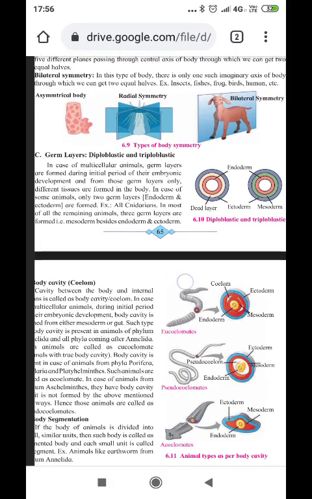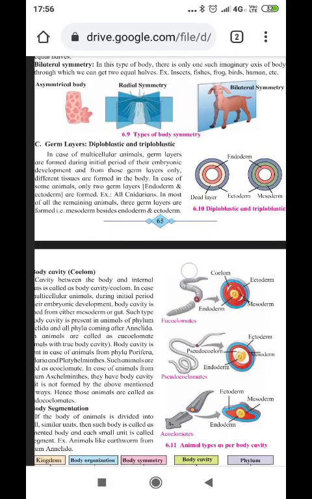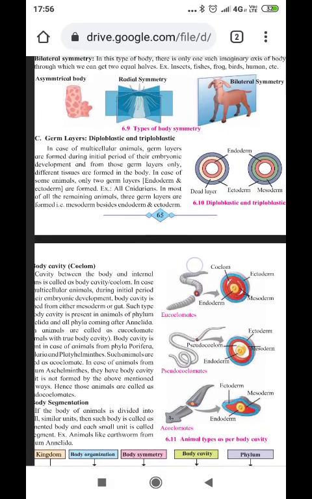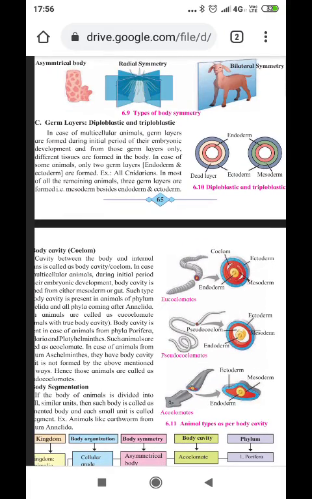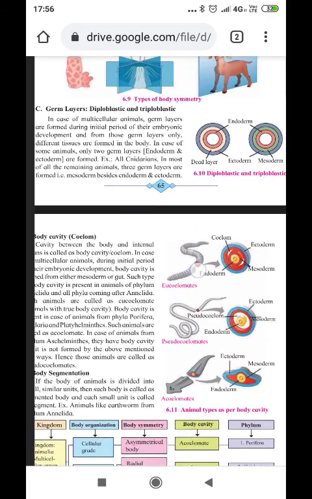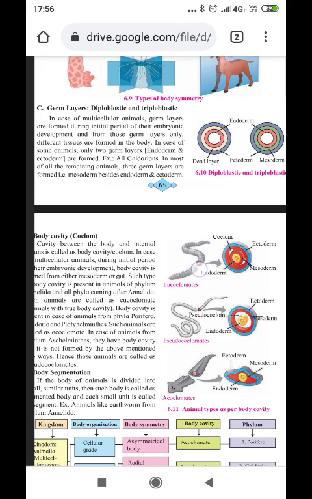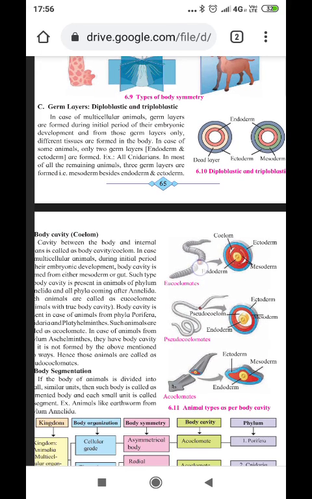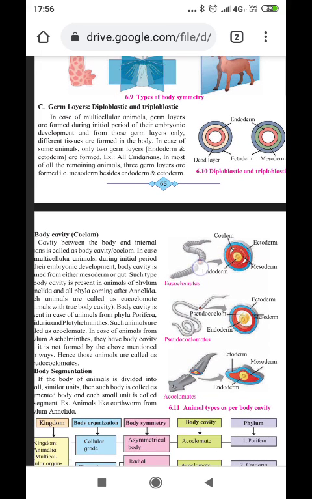Now, depending upon the layers of the skin, the third criterion on which organisms are divided is germ layers, which we call diploblastic or triploblastic. The name itself suggests: diploblastic, two layers; triploblastic, three layers.